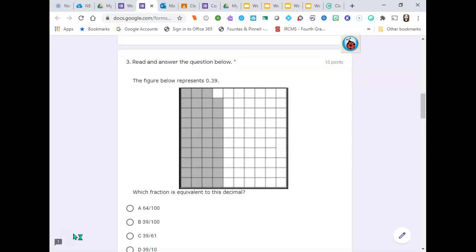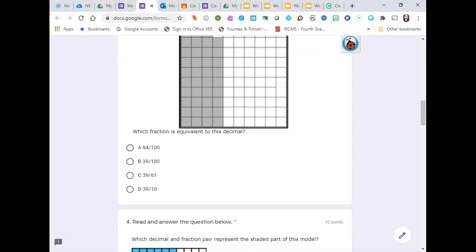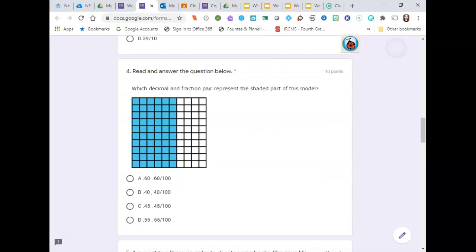Number 3, read and answer the question below. The figure below represents 39 hundredths. Which fraction is equivalent to this decimal? Number 4, read and answer the question below. Which decimal and fraction pair represent the shaded part of this model?